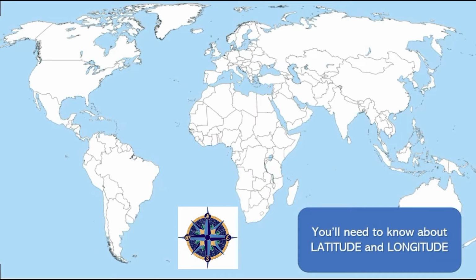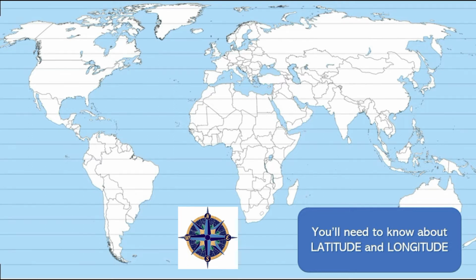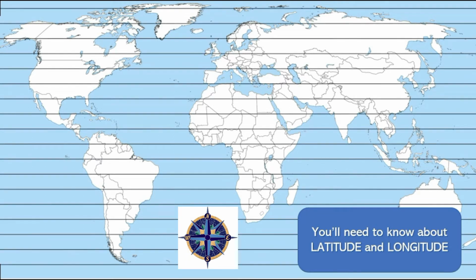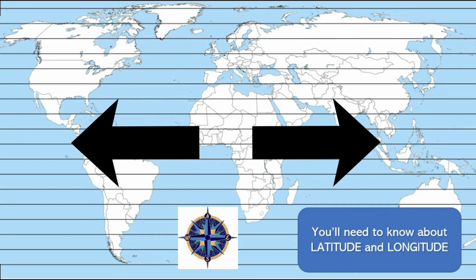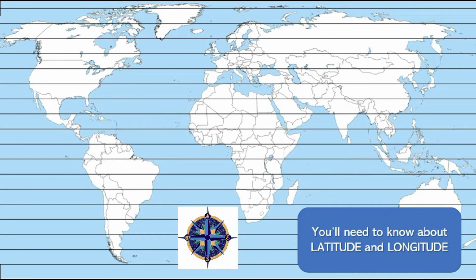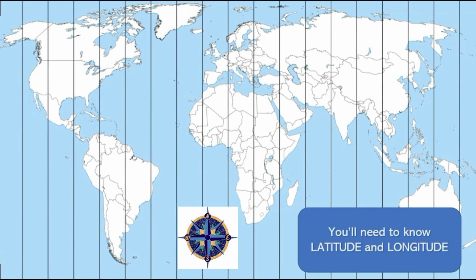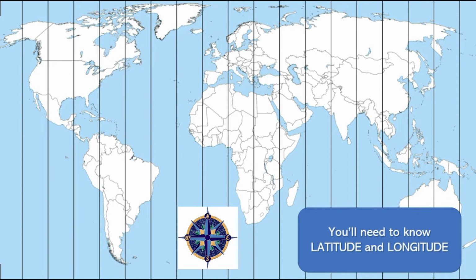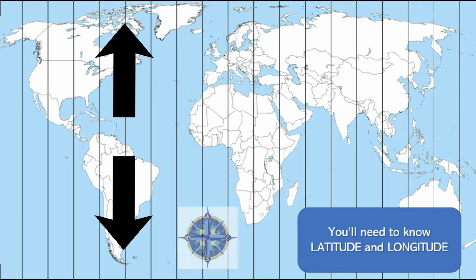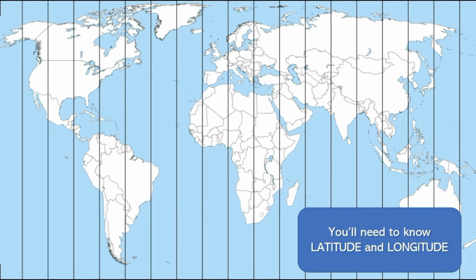You also need to know about latitude and longitude. You need to know that latitude lines run from east to west and west to east, just like this. These are latitude lines. And you'll need to know that these are longitude lines. They're long. They run from north to south, north to south. You need to know these.